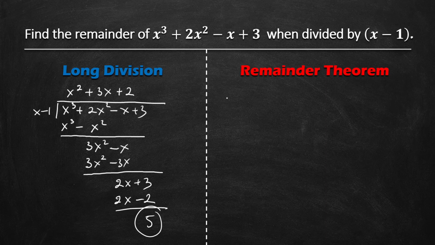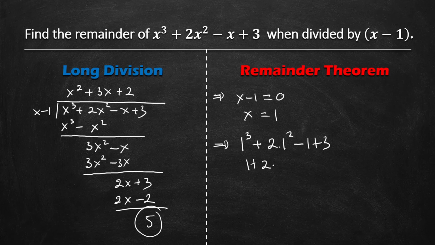Next, let's use the remainder theorem. In the remainder theorem, I will just set the divisor x minus 1 equal to 0. It means that we will get x equals 1. Then using this x equals 1, we will substitute it into the function here. So we will have 1 to the power of 3 plus 2 times 1 squared minus 1 plus 3. 1 cubed is 1, plus 2, minus 1, plus 3 is 5.